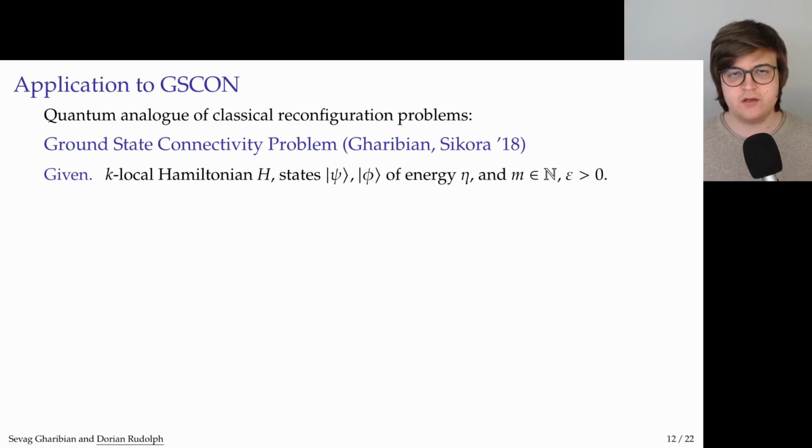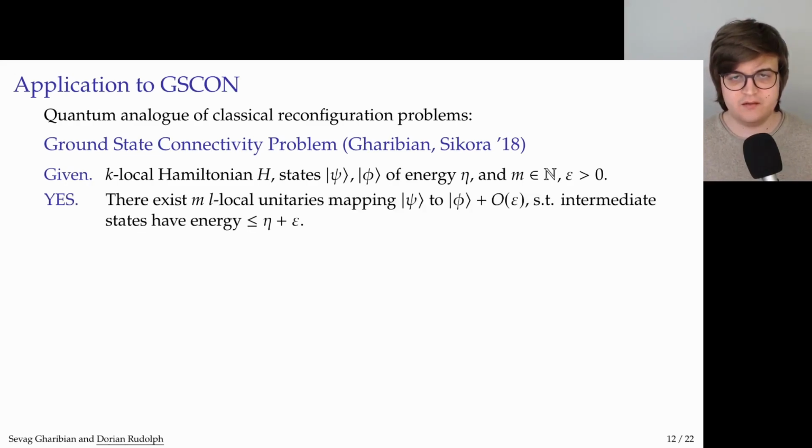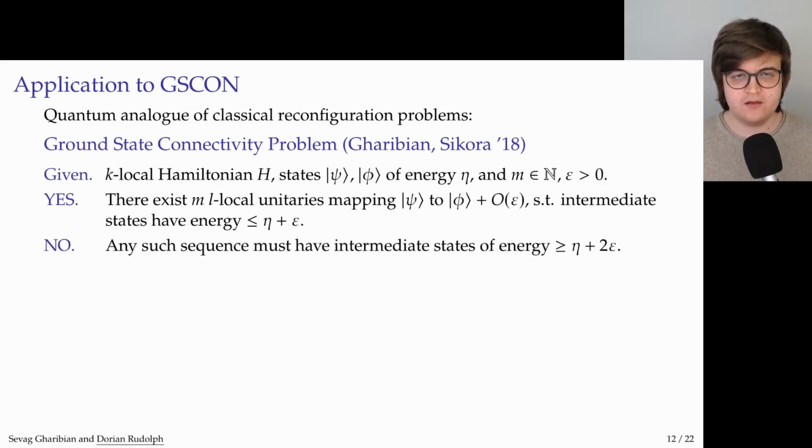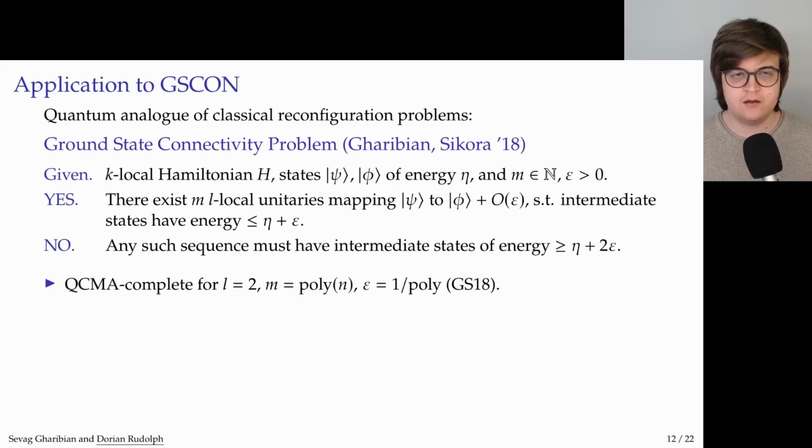We now apply the path-following lemma to the ground state connectivity problem due to Gharibian and Sikora. This is the quantum analog of classical reconfiguration problems. We are given a k-local Hamiltonian H, states psi and phi of energy eta, and numbers m and epsilon. In the yes case, there exists a sequence of m two-local unitaries mapping psi to approximately phi, such that intermediate states have energy at most eta plus epsilon. In the no case, any sequence of length m mapping psi to phi must have energy at least eta plus 2 epsilon. They show GSCON is QCMA complete for two-local gates with polynomial length and error. It is PSPACE complete for one-local gate and exponential length.